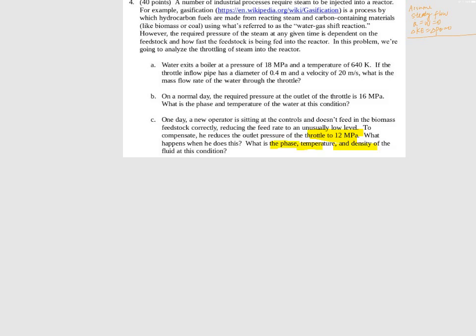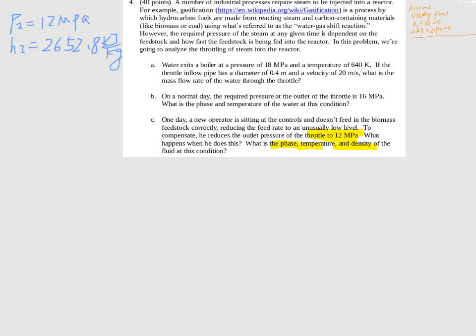So first, let's look at what we have. We know that at this point, P2, instead of 16 megapascal, we have 12 megapascal. And H2 we already found from part B, it's 2652.8 kilojoule per kg.